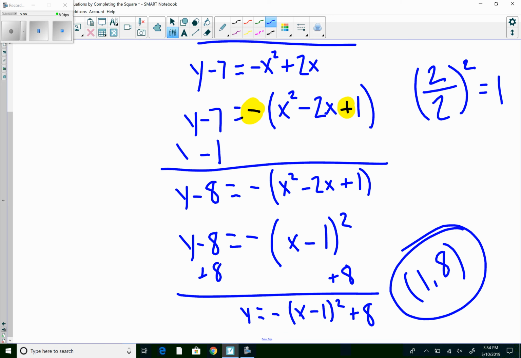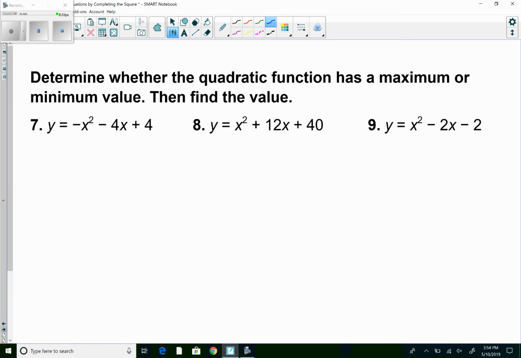Alrighty. Next example. Actually, I want you guys to take a couple seconds and do 7, 8, and 9. They're along the same lines. 7 is really similar to the last example that I just did. And 8 and 9 are similar to the first one.